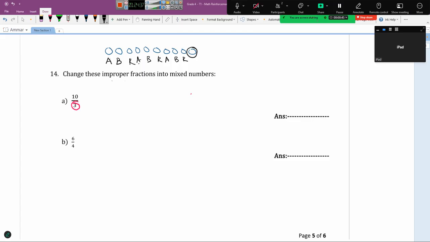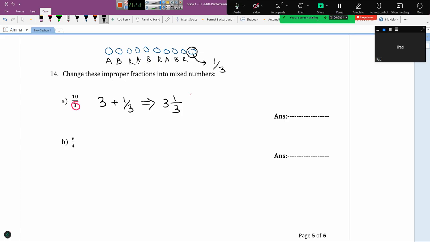So now, how many chocolates has Ammar received? 3, right? So you get 3, and from the remaining chocolate, what amount will you receive? This one should be divided by 3, right? So 3 plus 1 divided by 3. Now mixed numbers mean you have to just merge the integer and this fraction. So it will appear like this, 3 and 1/3.